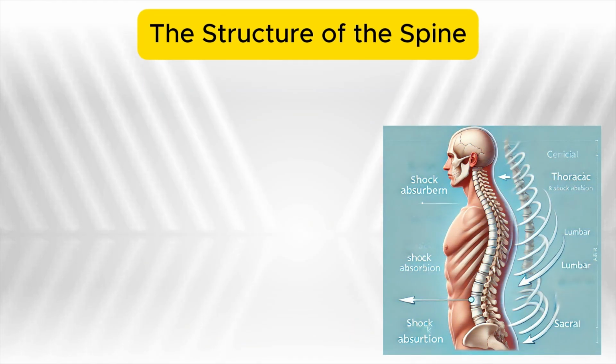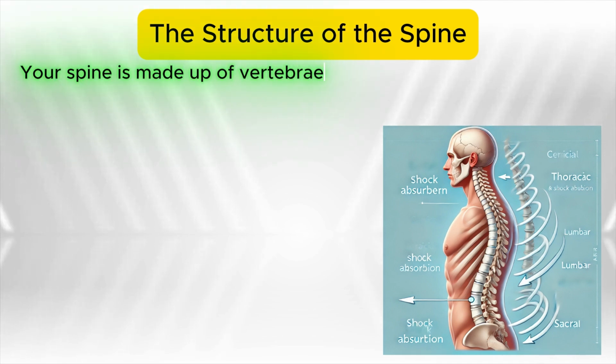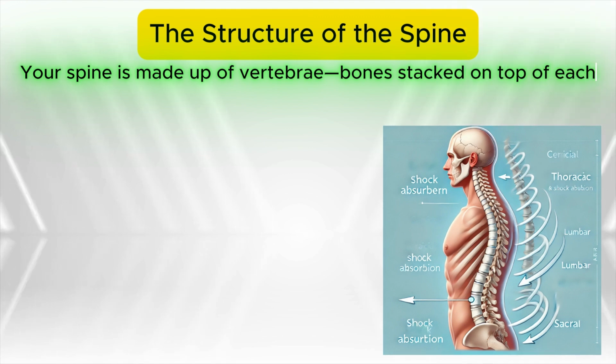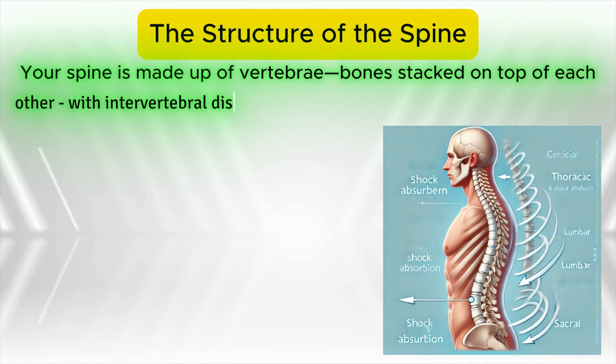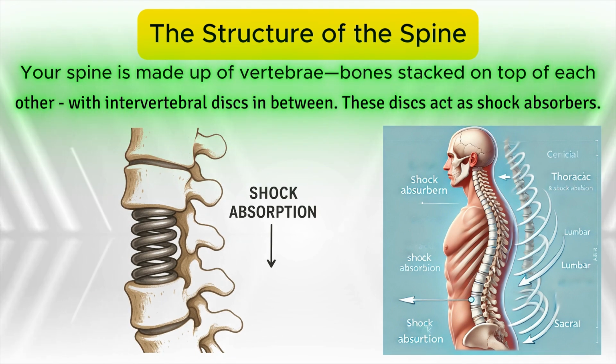The structure of the spine. To understand why sciatic nerve pain happens, let's look at the spine. Your spine is made up of vertebrae, bones stacked on top of each other, with intervertebral discs in between. These discs act as shock absorbers.